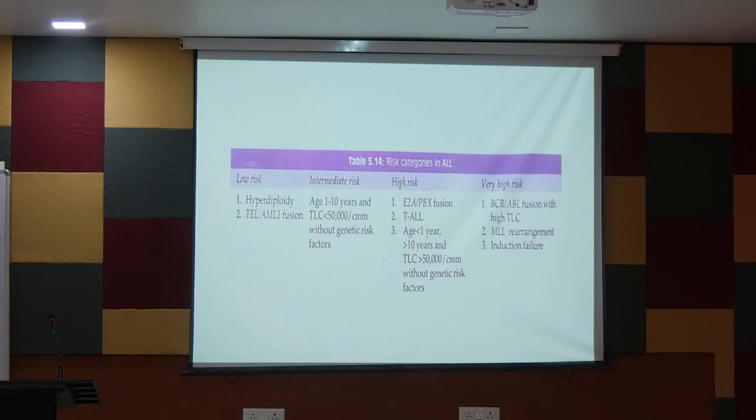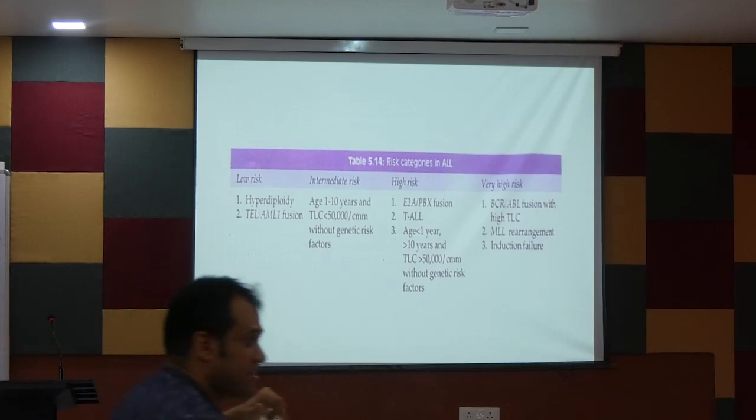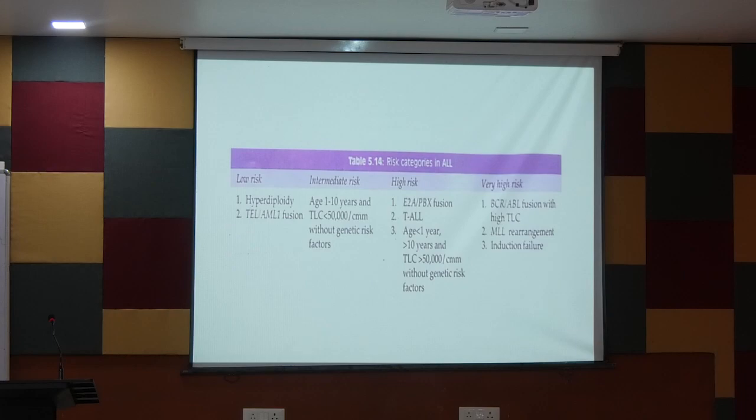Then comes intermediate risk: age 1 to 10 years, TLC less than 50,000, without genetic risk factors. Number 3, the high risk: age less than 1 year or more than 10 years, TLC more than 50,000, without genetic risk factors. And the last one, very high risk, is BCR-ABL, the Philadelphia chromosome, BCR-ABL fusion with high TLC, etc. These are the points which come under each category.